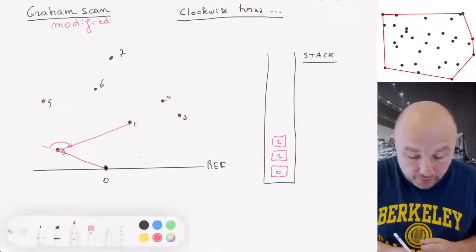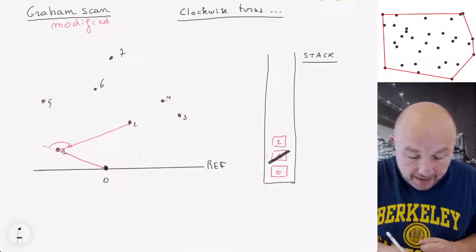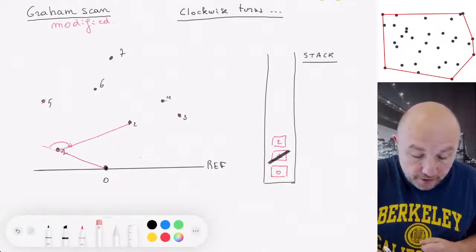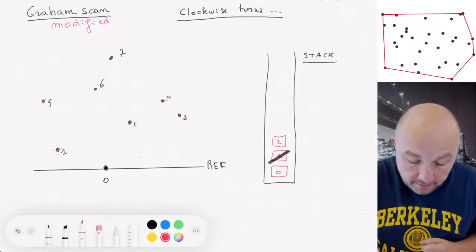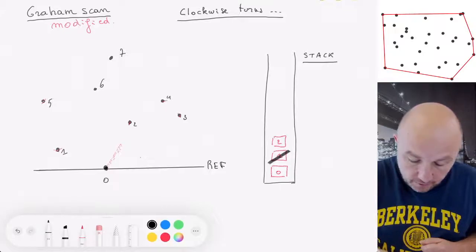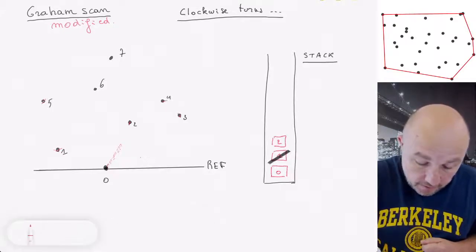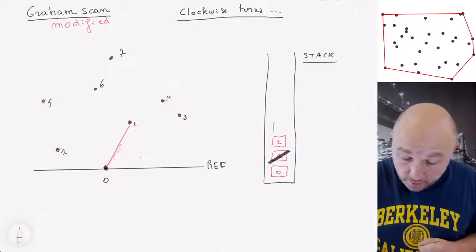So what we do, as usual, is remove the middle point from the stack, which in terms of geometry means that we replace that by that. So this is the new information. This is the new status. And then we try the next one, which is 3.